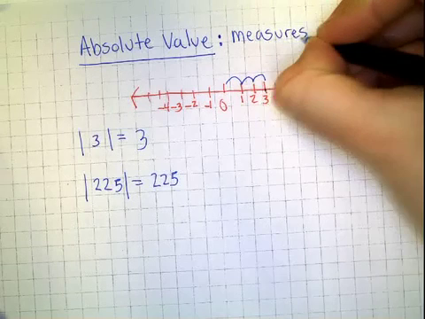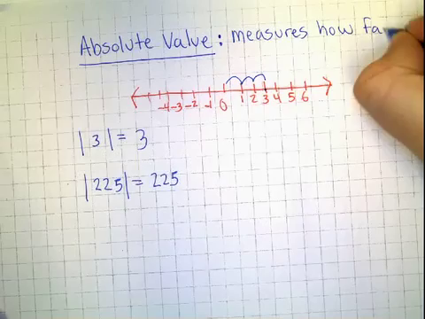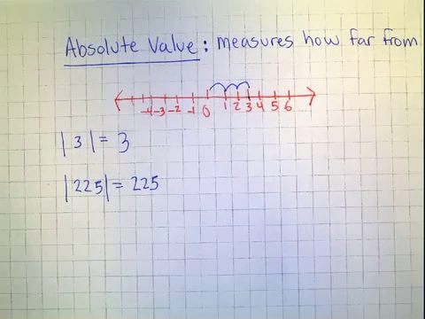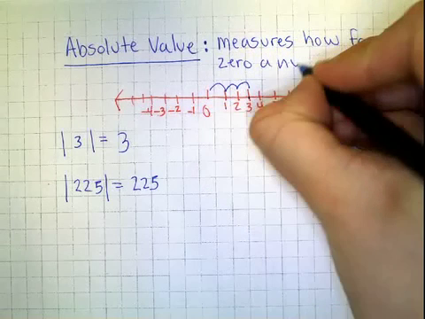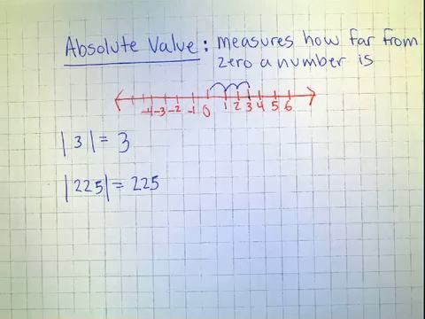Absolute value measures how far from 0 a number is. How far from 0 a number is.